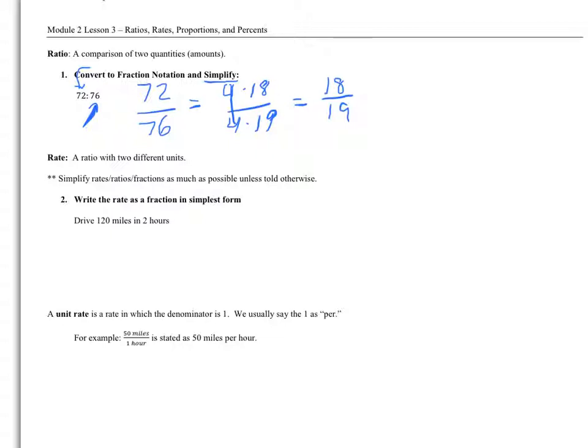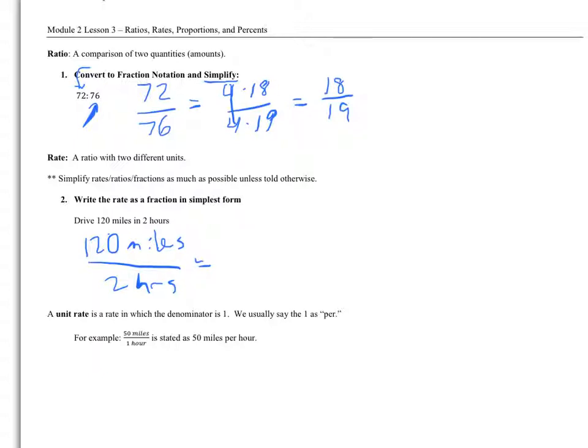The next step, a rate, is now a ratio with two different units. So instead of just looking at two different numbers, those numbers now contain units, and they're typically different units. So we can simplify them just as we've done in the past. The first step, though, is to take our rate and write it as a fraction. So if we drive 120 miles in 2 hours, we can write that rate as 120 miles over 2 hours, and then simplify that fraction.